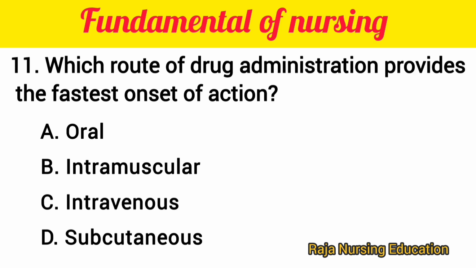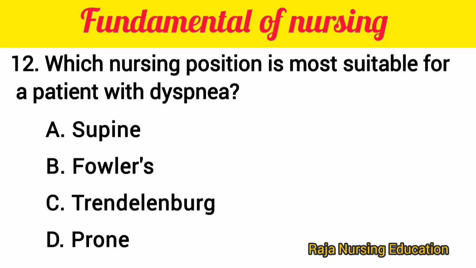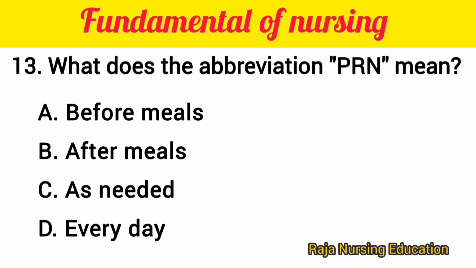Which route of drug administration provides the fastest onset of action? The answer is C. Intravenous provides the fastest onset of action. Which nursing position is most suitable for a patient with dyspnea? The answer is B. Fowler's position is the most suitable position for dyspnea.